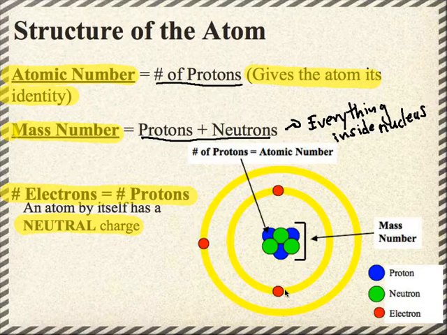Now, is this always the case? No. When we start talking about chemical bonding, this is not going to be true. The number of electrons is not always going to equal the number of protons. When we get to that, we'll explain why that happens. But as of right now, we're just talking about the atom by itself. When the atom is by itself, the number of protons equals the number of electrons. Okay? All right, moving forward.